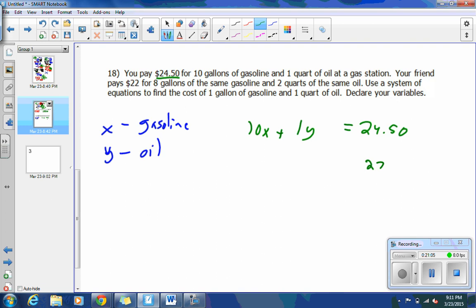So this is 22 for 8 gallons of gas, 8x, and 2 quarts of the same oil, 2y. Well, guess what? You've got yourself a system of equations right here. You get your 2 equations. You can solve it. Again, I would probably use elimination for this one.